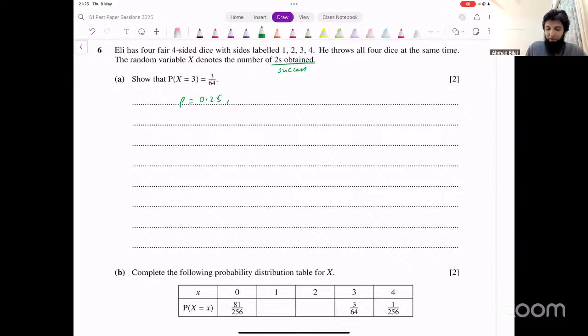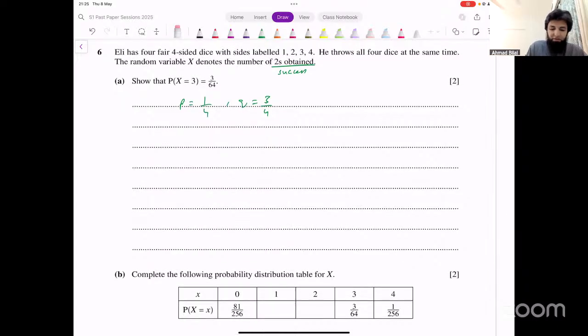Probability of failure, that's going to be 3 over 4, right? And n is equal to 3 because we're throwing 3 dice. So we could think of it as binomial. All the conditions are met. Something is repeating. We've got 3 dice being thrown.